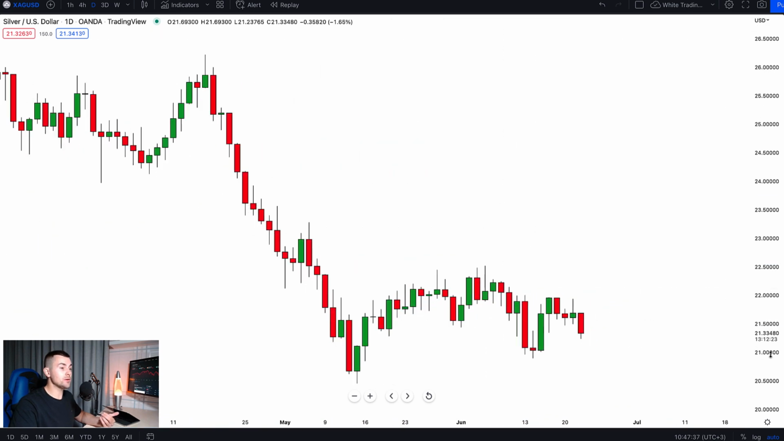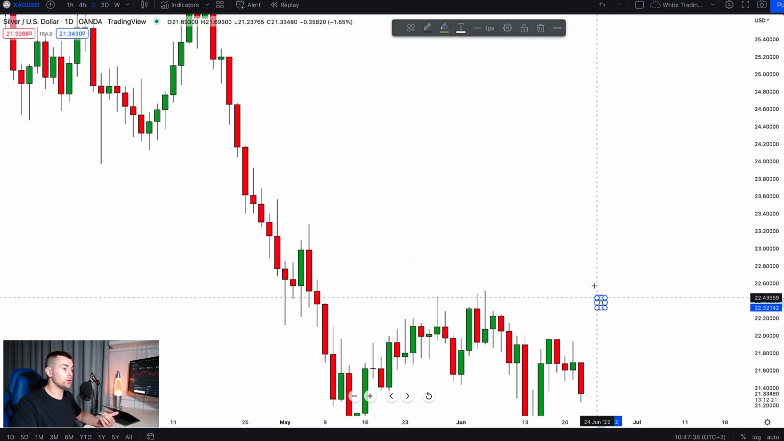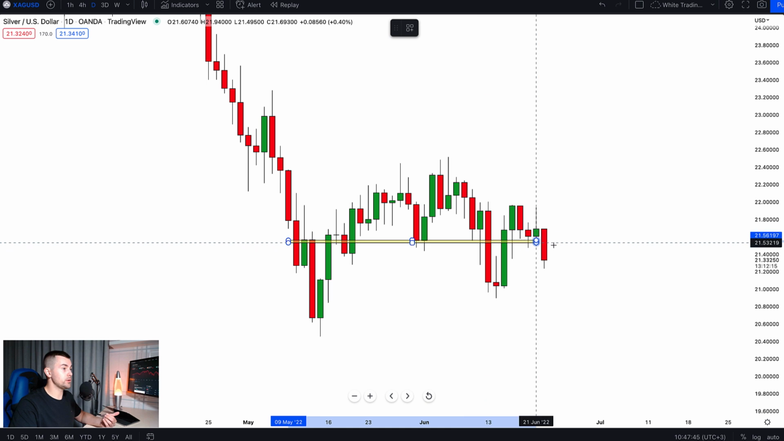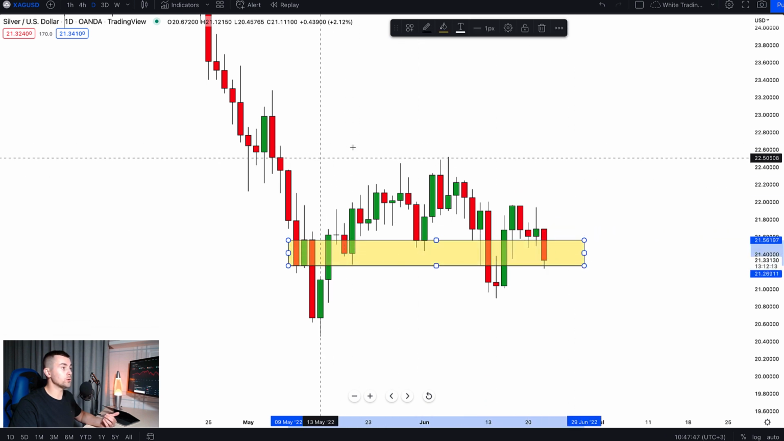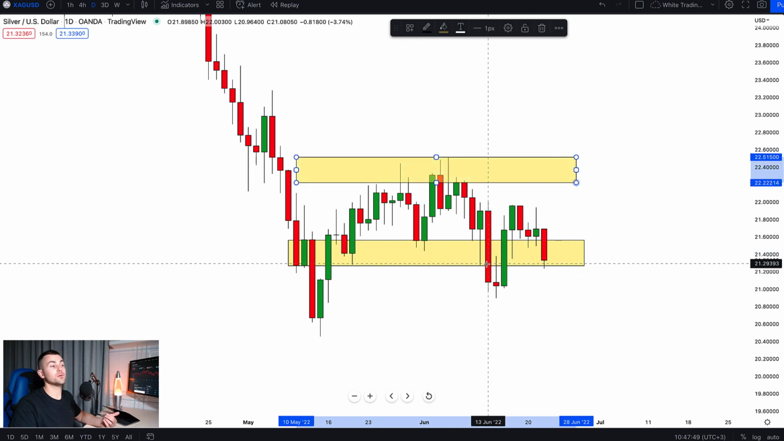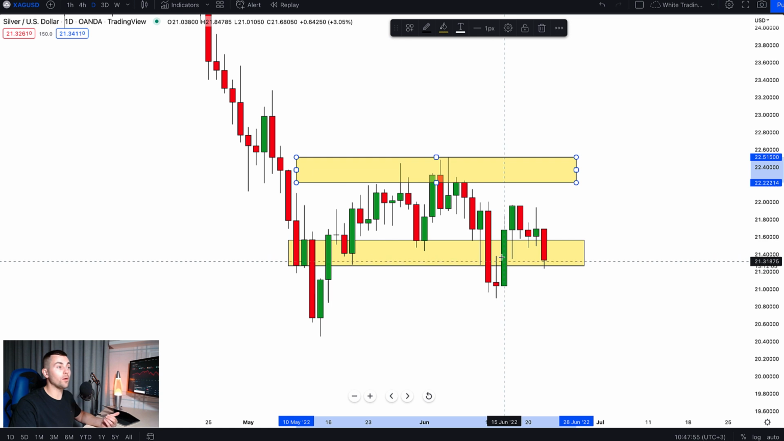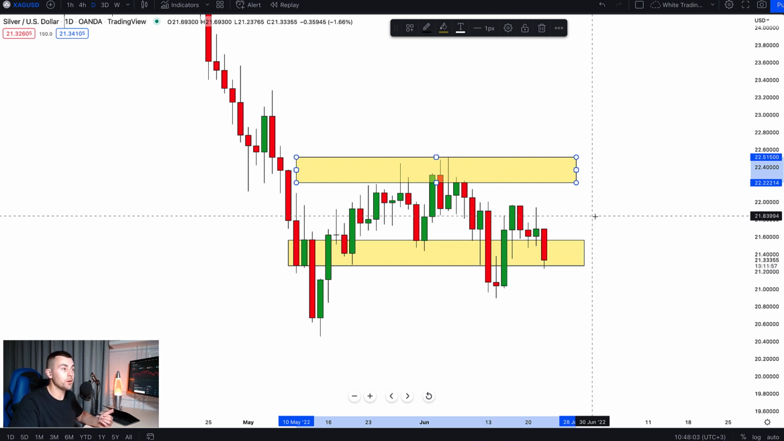Now zooming in the chart. Zooming in the chart, you can see that for some time, silver was ranging. Yes, we were trading within this horizontal range. The market was consolidating. And last week, the market broke the support of the range to the downside. Yes, we got a confirmed breakout of that. Then retesting that, you can see that the market went a bit higher.